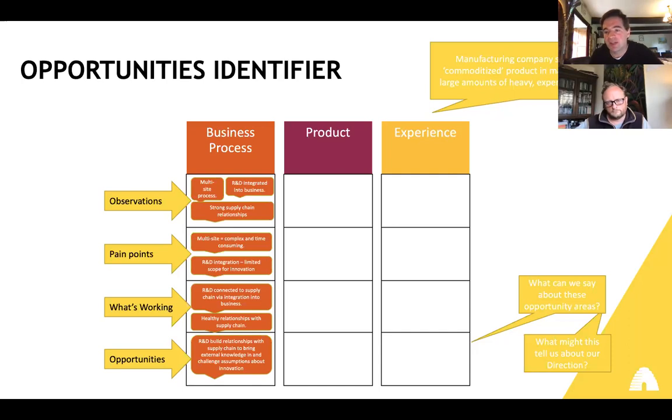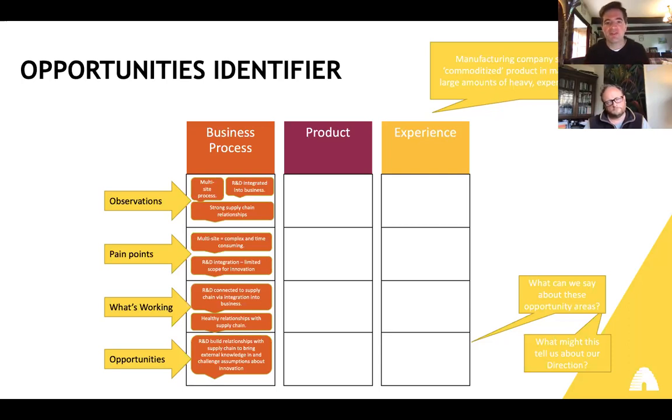R&D might well be integrated into the business. The R&D function might be based in one of our factories rather than being separate. We have strong supply chain relationships because a number of our suppliers predominantly just supply us. So there are some observations which I have made without value judgments. That's quite important at this point. You make your observation without making value judgments on them.